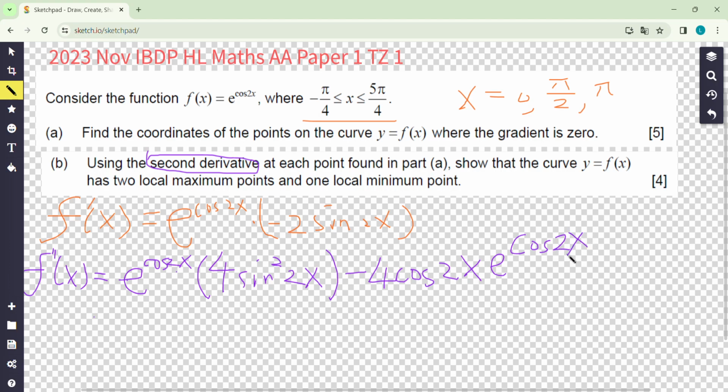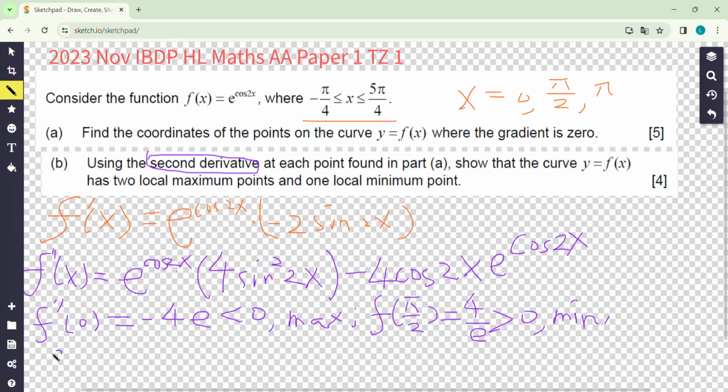And then we have to work on the substitution again. First, x equals 0, do the substitution. You get negative 4y, negative, so maximum. And then next one is pi over 2. Also substitute, and then find out this is positive 4 over y, so it is a minimum.